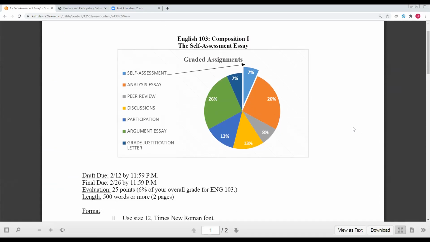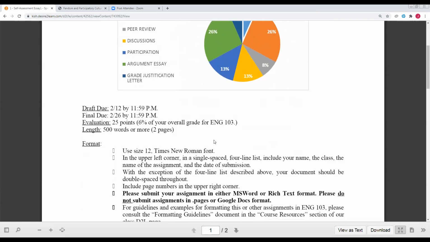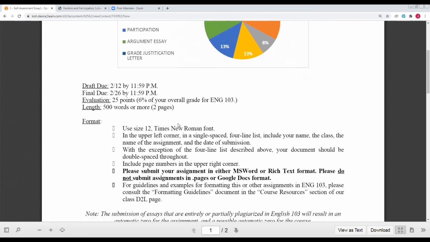Let's look at some of the basics. The self-assessment essay is worth about 7% of your overall grade. And point-wise, it's valued at 25 points, I believe, or 50 total when you add the rough draft and the final draft together. So I had the dates a little bit wrong. I apologize for that. That's why we're going over the rubric, so I can make sure that I don't have errors. So the draft is not due until the 12th of February, and then the final due at the end of the month on the 26th, or just about the end of the month.